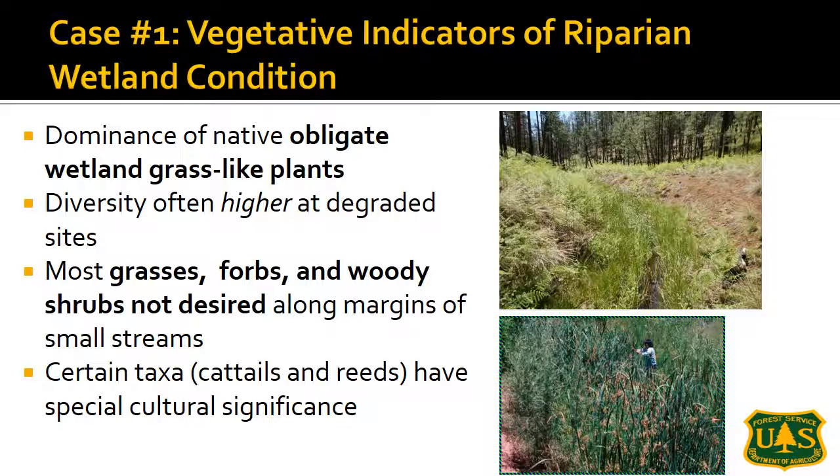So most grasses, forbs, woody shrubs were not desired along the margins of these small streams because they were competing with the native obligate sedges, rushes, and bulrushes. And some taxa, such as cattails and reeds, in particular had special cultural significance, even though they weren't necessarily the most dominant plants in these situations.